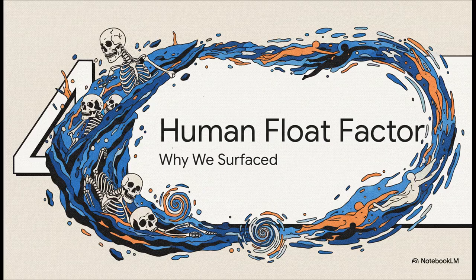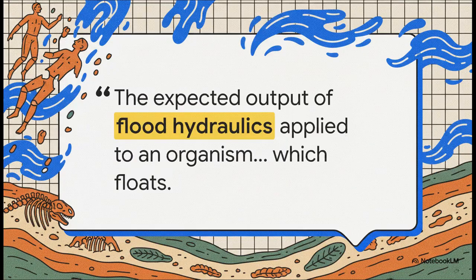Section 4. The human float factor. Which brings us directly to the climax of the UTGH argument regarding human beings. Quoting directly from the text, the author concludes that the lack of human fossils next to dinosaurs isn't some timeline gap, it's just physics. He writes, "The absence of human body fossils is the expected output of flood hydraulics applied to an organism with the specific physical properties of a human being, which floats."